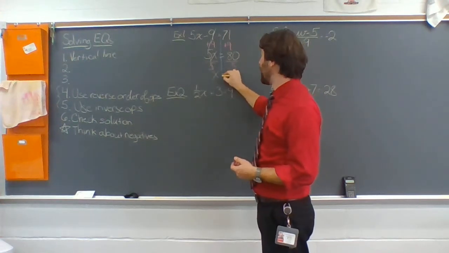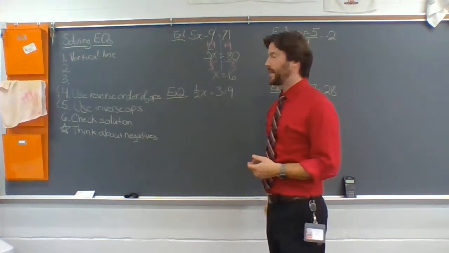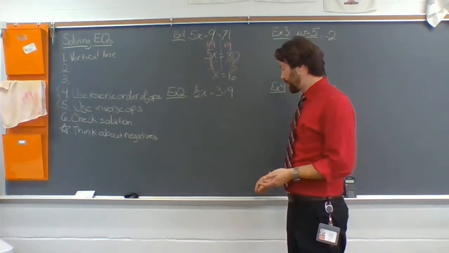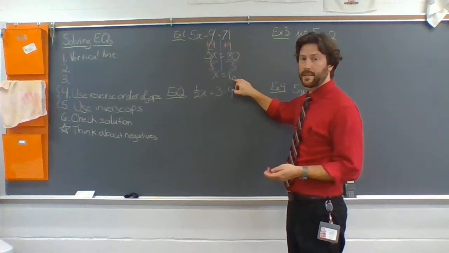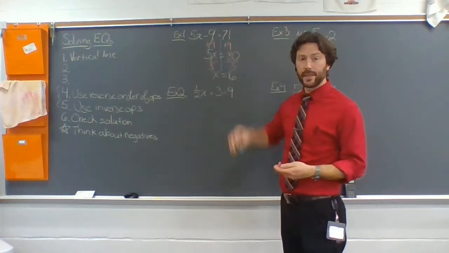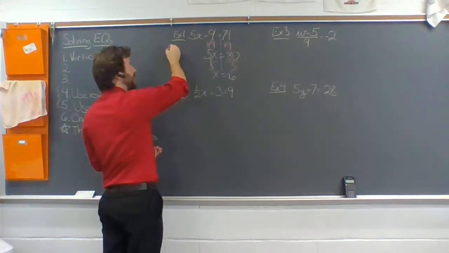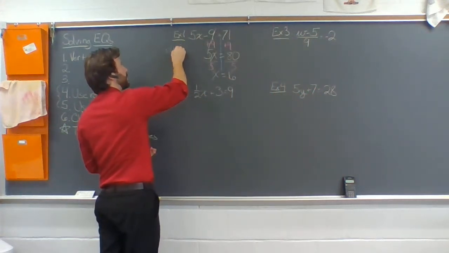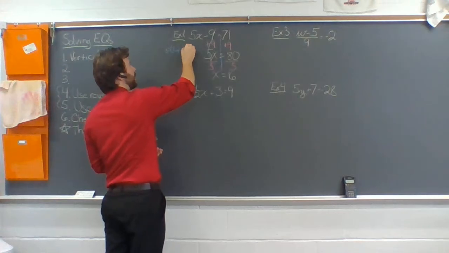80 divided by 5 is 16. So I end up with x equals 16. Now, if I take this x back to the original equation and sub it in, I should get 71. So if I take 16, multiply it by 5, and then subtract 9.